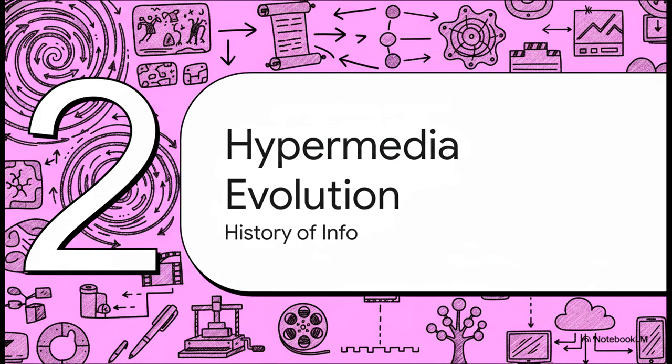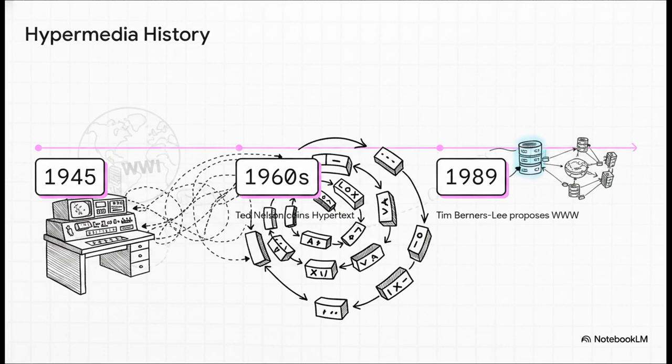Moving on to Section 2, the evolution of hypermedia. So, how did we actually get here? To manage all this complex data, we have to look back at the history of nonlinear information. It really starts right after World War II, back in 1945. An MIT scientist named Vannevar Bush envisioned this thing called the Memex. It was a personalized memory device built on associative links, basically the conceptual granddaddy of the World Wide Web.